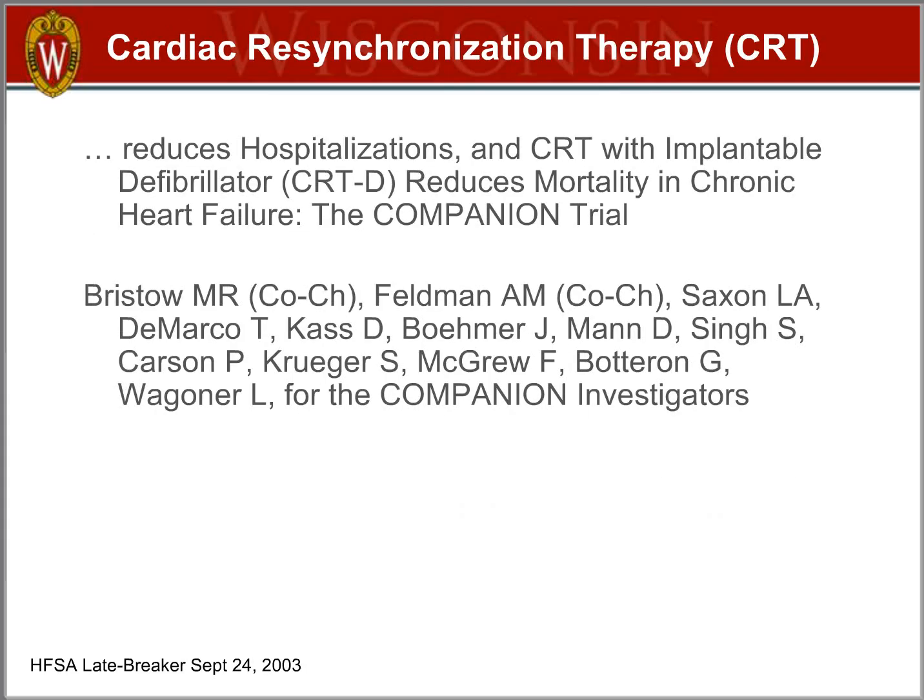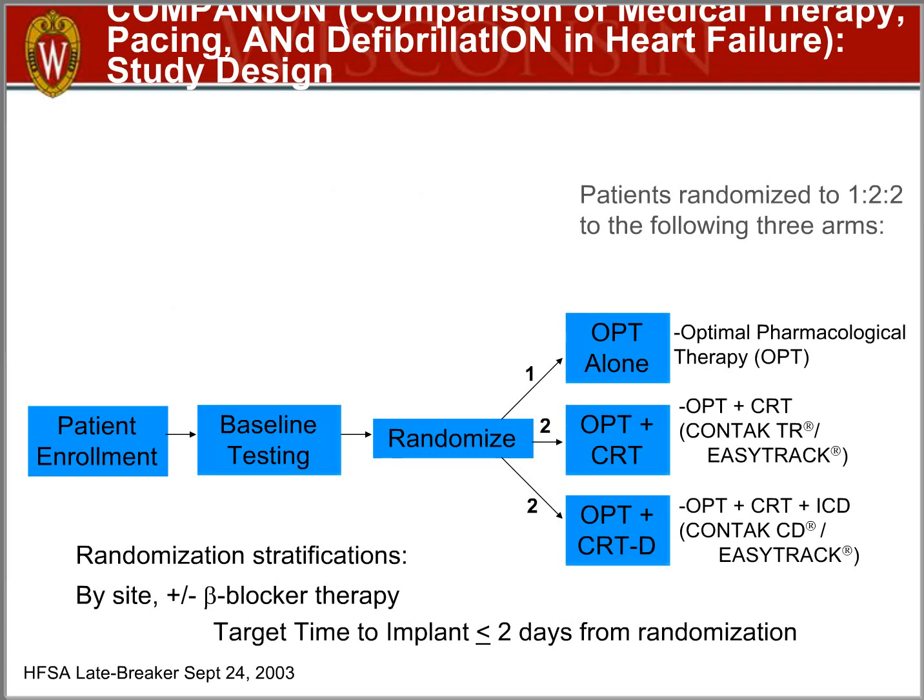I want to share with you just one example to show what not having this taken care of can cost a trial. This is a trial called the COMPANION trial. It's a trial evaluating a pacemaker or defibrillator compared to best medical care in a population of chronic heart failure patients. This paper was published in the medical literature. This is the summary of the study design of the COMPANION trial. Patients were enrolled, tested at baseline, and randomized to one of 3 arms: the pharmacologic therapy alone, the pacemaker plus best medical care, or pacemaker and defibrillator plus best medical care.